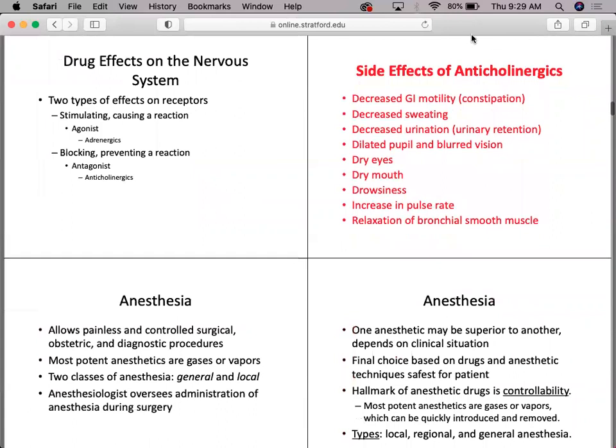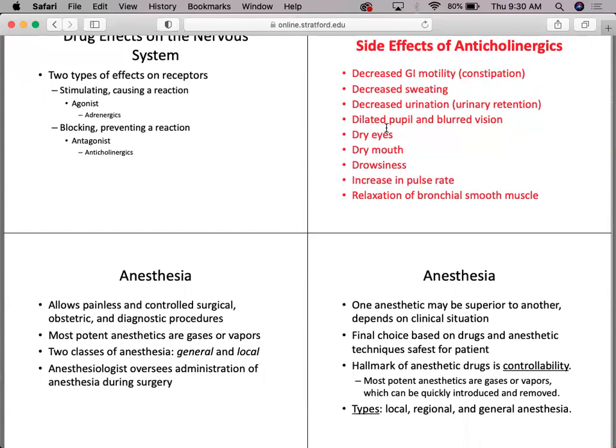Side effects of anticholinergics. Dr. Cisco has it in red, and has it in red for a reason, because with anticholinergics, think of what? It's going to mess with my GI, and it's going to mess with my cardiac. Just know that it decreases GI motility, decreases sweating, decreases urination. If it's an anticholinergic, it's going to block, and it has those effects, if you can see here.